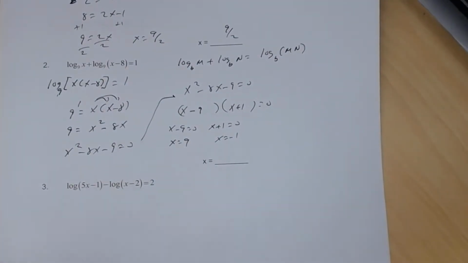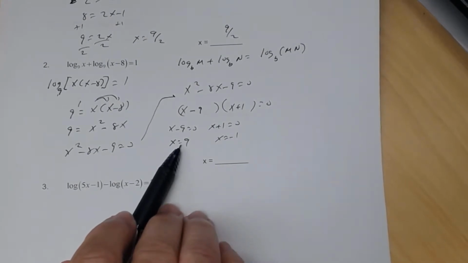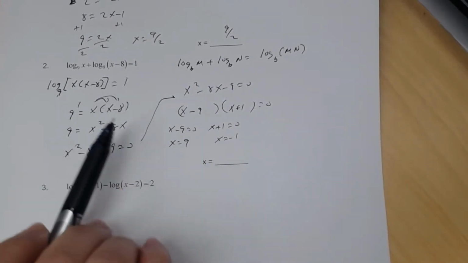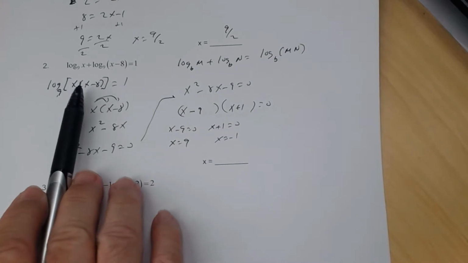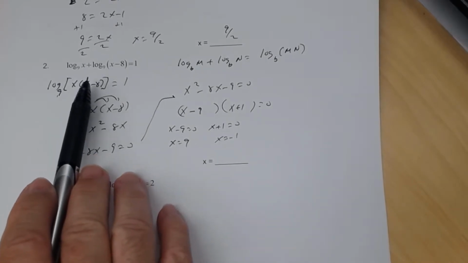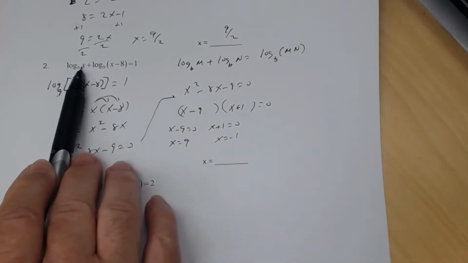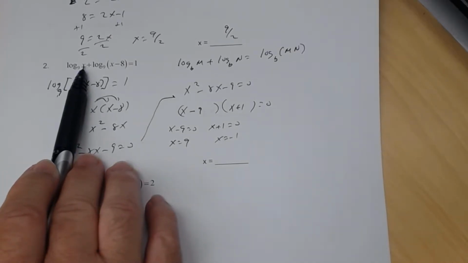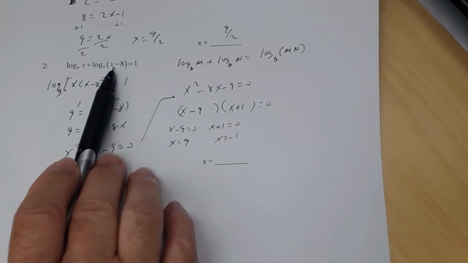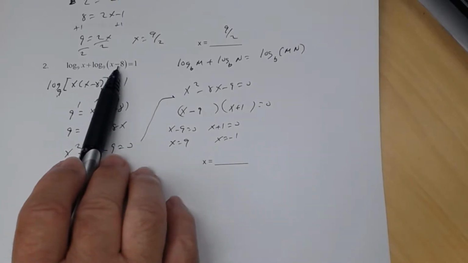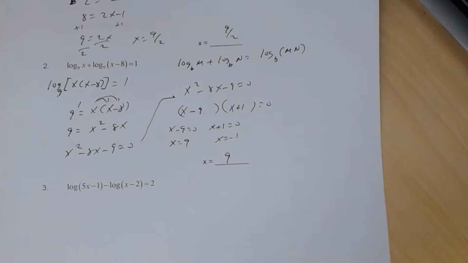Okay? So remember, you can only take the log of positive numbers. So you have to make sure that when you plug those numbers back into the argument, the argument is positive. So now let's try 9. When I plug 9 here, I'm taking the log of 9. That's possible. 9 is positive. The argument is positive. Here, 9 minus 8 is still a positive 1. So 9 is going to be a solution.